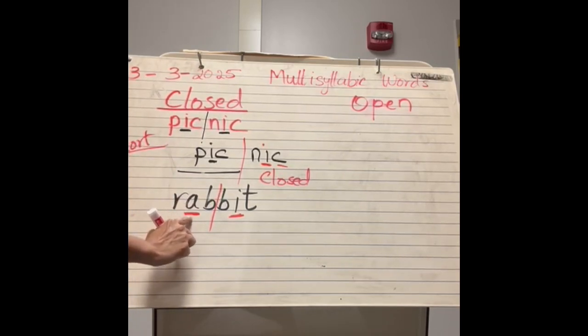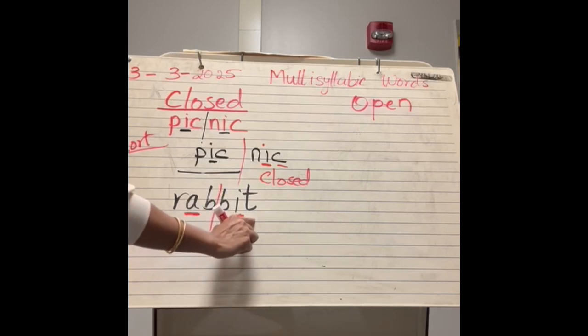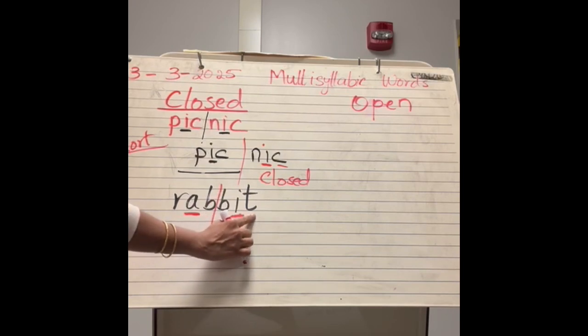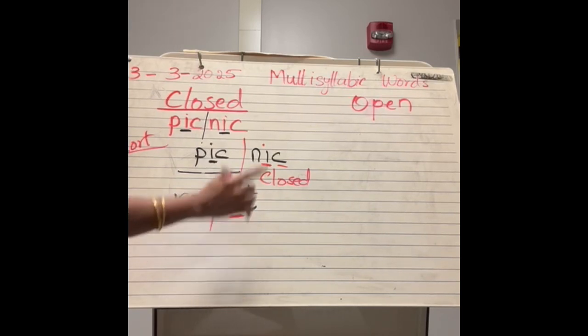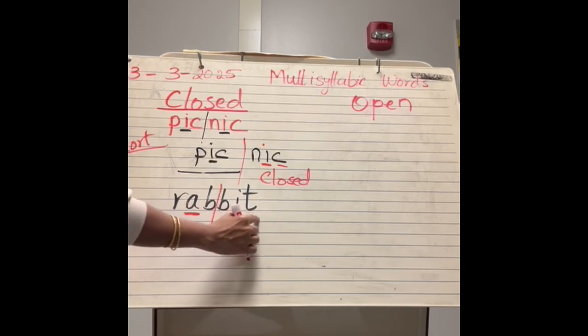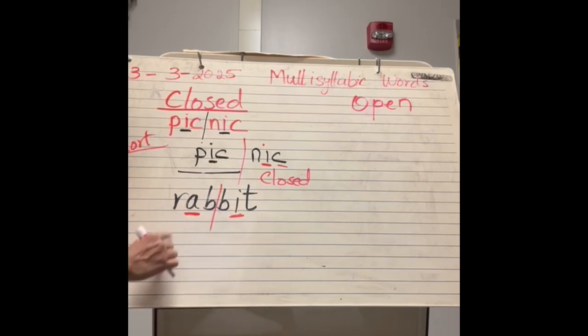R, a, b, rab. Now let's look at this one. B-I-T. Okay, you know it. Correct. I'm so proud of you, Johnny. Yes, this vowel is followed by the consonant. It ends with a consonant, not with a vowel. So when it is followed by a consonant, the I says its short sound. There you go. So b, it, bit. Then r, a, b, rab, b, it, bit, rab, bit.